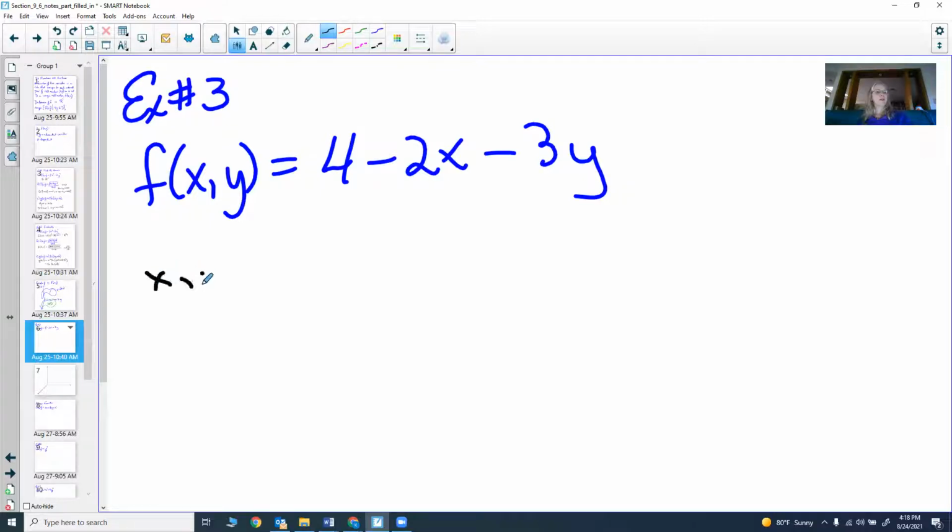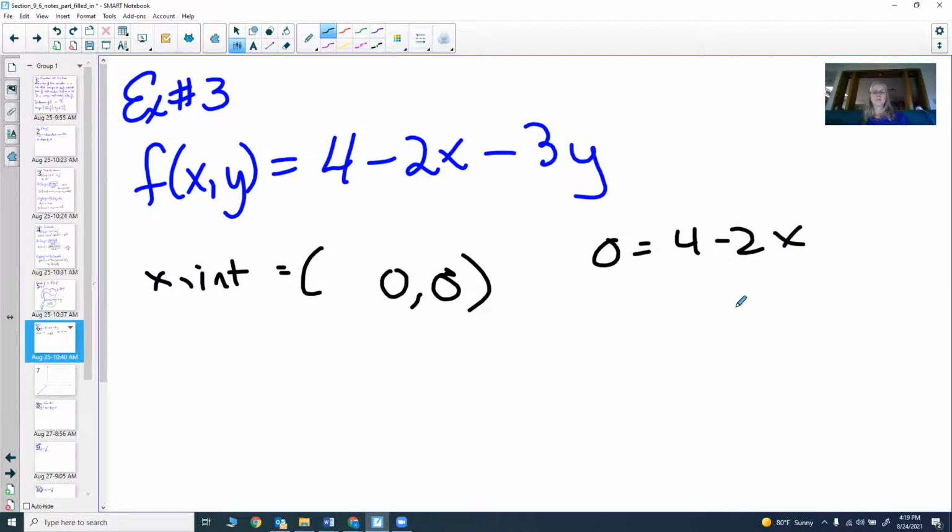Let's find the x-intercept. The x-intercept means that y is 0, but it's not just y is 0. z is also going to be 0 because we want to be in the xy plane. I'm sorry, y and z are both 0, and you're trying to find out what your x value is. So we're going to put 0 in for y and 0 in for z, and what you're going to end up with is 0 is equal to 4 minus 2x. So therefore, 4 is equal to 2x, so x is equal to 2.